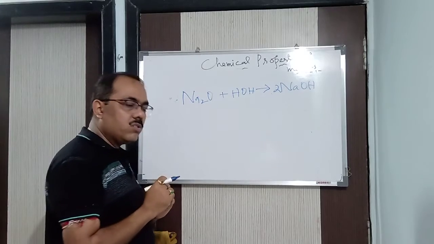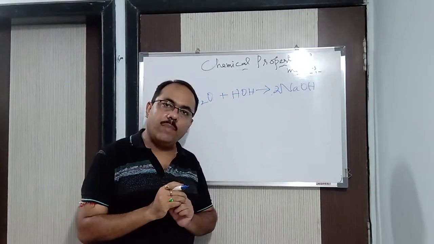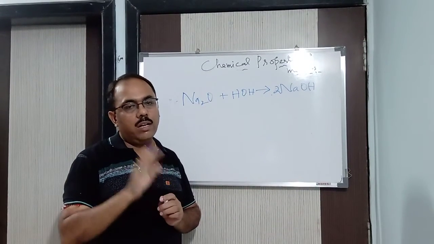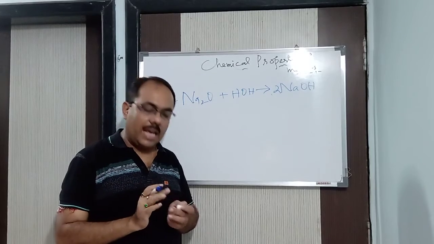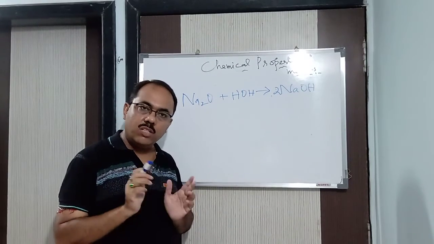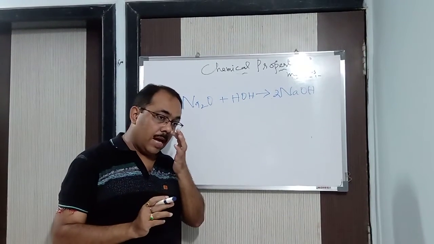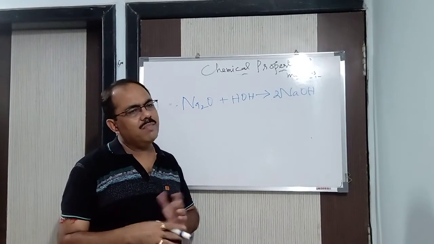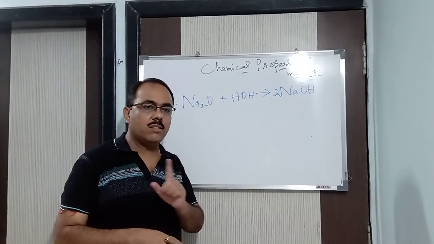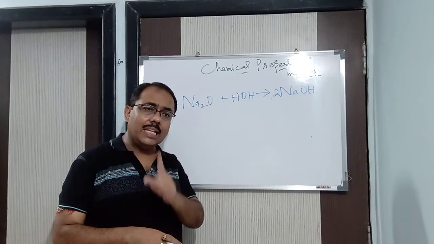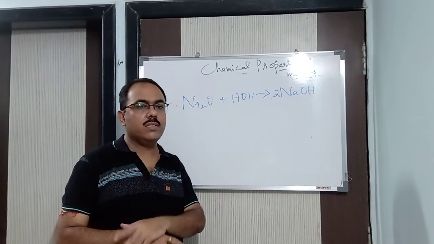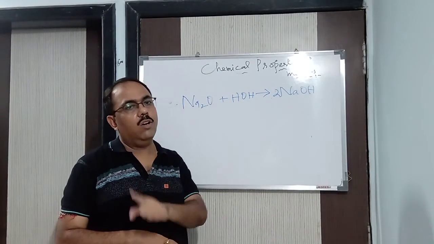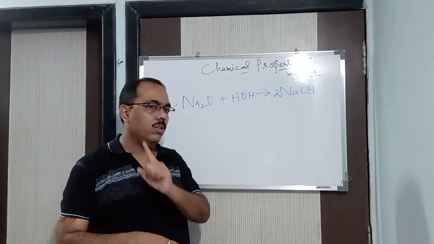So sodium hydroxide, potassium hydroxide, ammonium hydroxide are water soluble. They are alkalis, the soluble bases. And the bases which are not soluble in water are simply known as bases. So all alkalis are bases, but all bases are not alkalis, because all bases are not soluble in water.